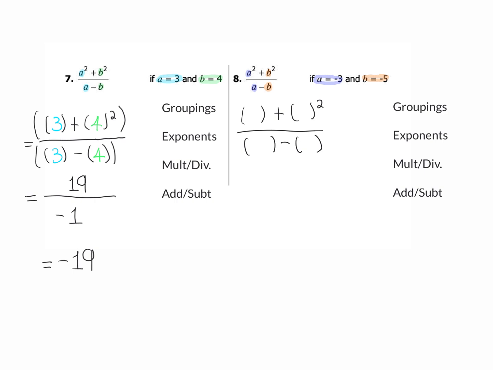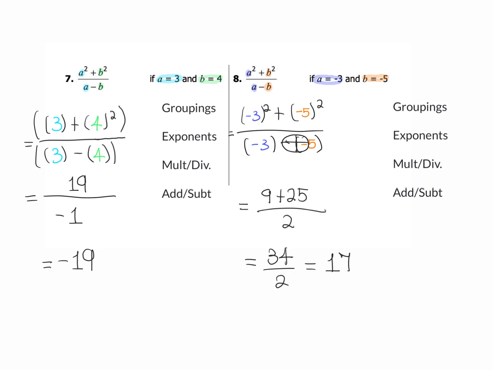All right, I highlighted the variables, and I drew the expression with the parentheses. So now we're going to substitute the variable. So we have -3 squared in the numerator. I forgot that before. -3 squared is 9, and then it's plus 5 squared, which is 25. And then we have -3 minus -5. That becomes a double negative, and our answer becomes +2. So then 9 plus 25 is 34, divided by 2 is 17.